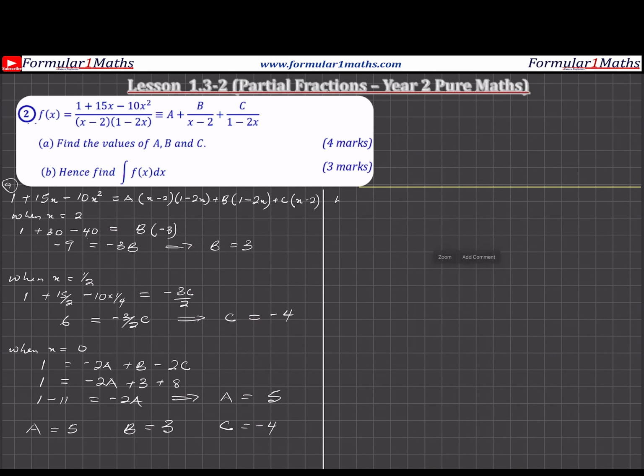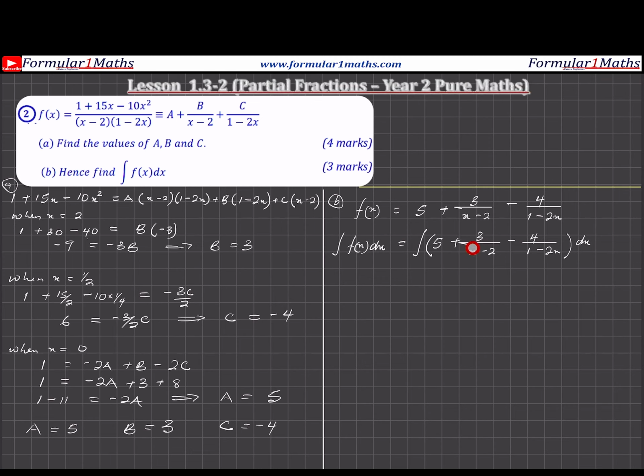So for B, I now know that f of x is equal to 5 plus 3 over x minus 2 minus 4 over 1 minus 2x. So the integral of f of x with respect to x will be the integral of 5 plus 3 over x minus 2 minus 4 over 1 minus 2x dx.